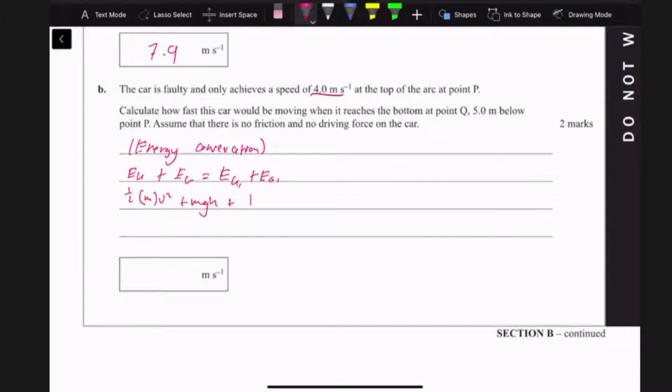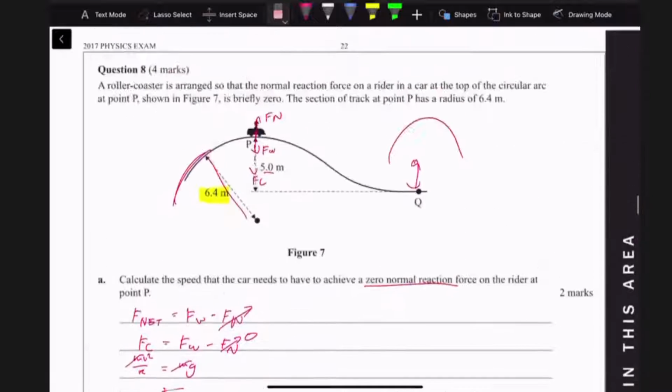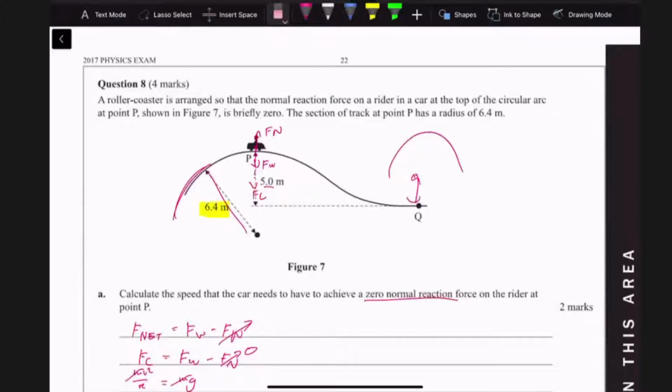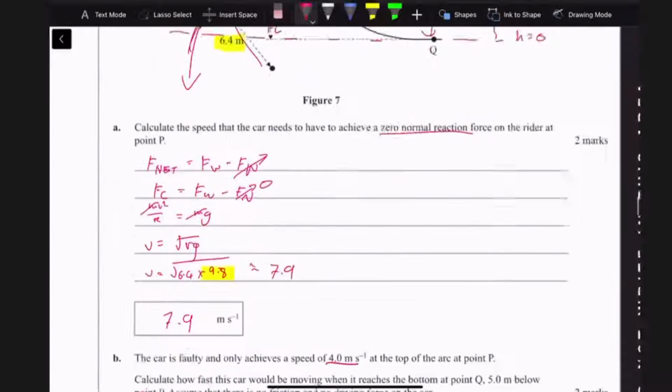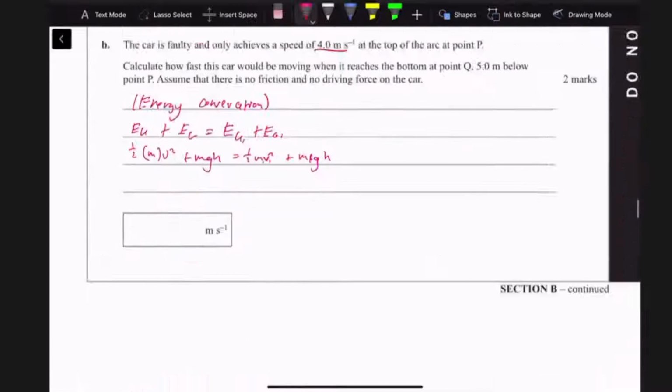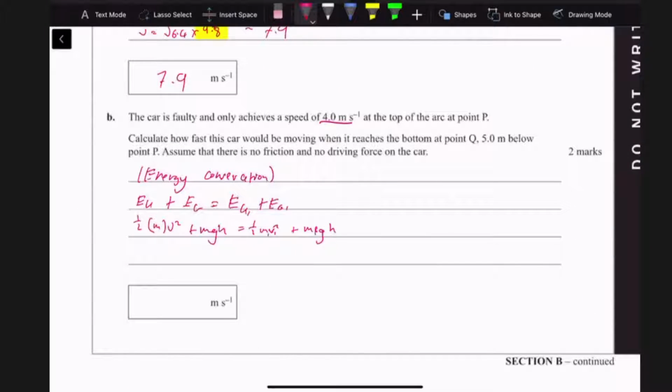we get half mv squared plus mgh equals half m1 v1 squared plus m1 gh. We're going to consider Q to be the ground level, even though you can tell the roller coaster is going to go below Q, but for our purposes we just consider h to be 0 here because that's the most reliable. You would need to assign an h of 0 somewhere, so that's probably the best place to do it. We don't have mass, but we don't need mass because mass is in every single one of these terms, so we can cancel it out.